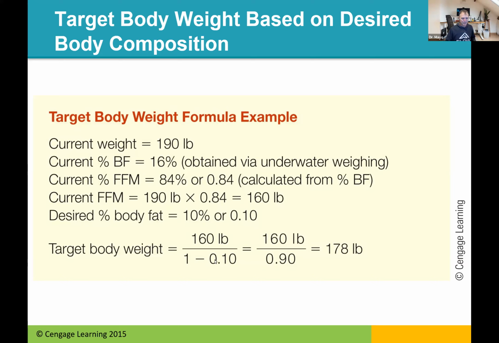I just use the formula because I don't want to confuse anybody, but this denominator here is basically your desired percent fat free as a decimal, right? So if your goal is 0.1 or 10%, then your goal fat free is 90, and it's just 0.9. But I'll use the formula. So you do the math and it's 178 pounds. So they would have to lose 12 pounds to get to their target body weight.